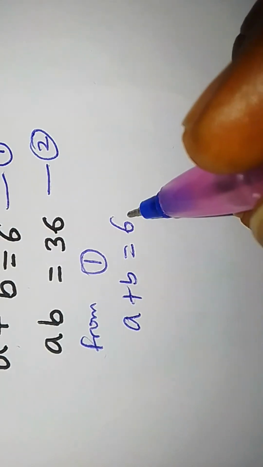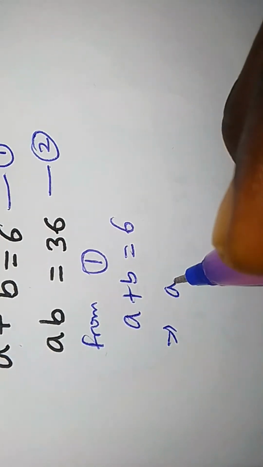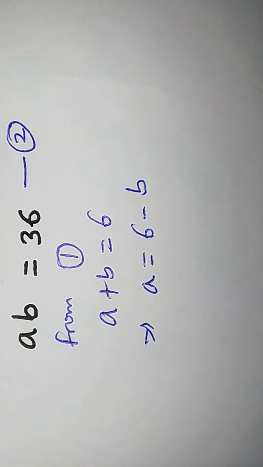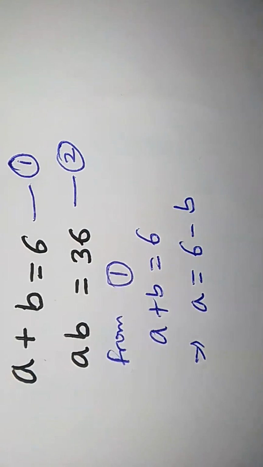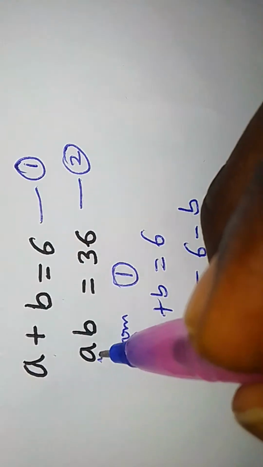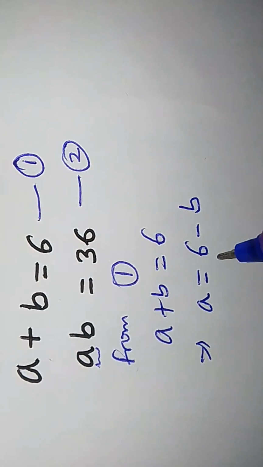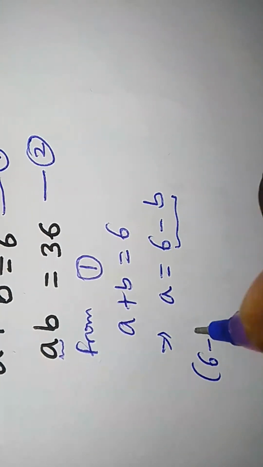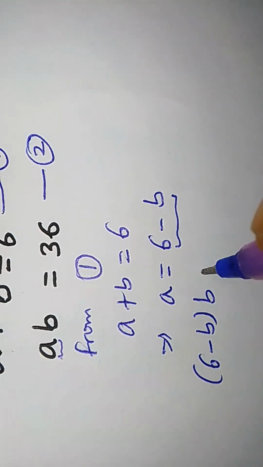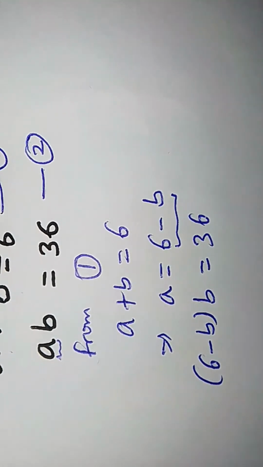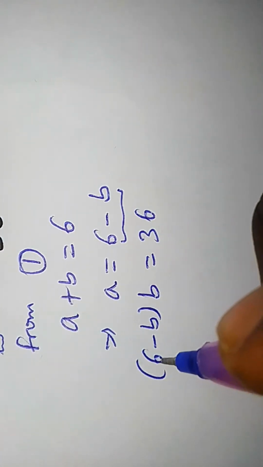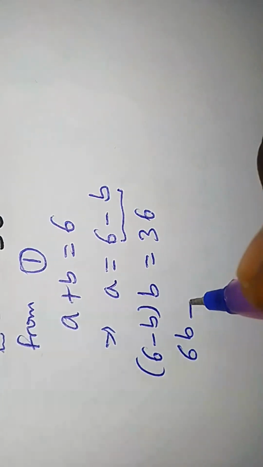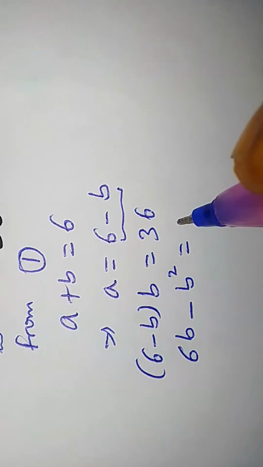If we move b to the right hand side, we simply have a equal to 6 minus b. Now, the next thing for us to do is to replace this particular a in equation 2 with 6 minus b. So doing that, we have 6 minus b times b equal to 36. Let's continue. 6 times b, that is 6b, minus b times b, that is minus b squared, equal to 36.